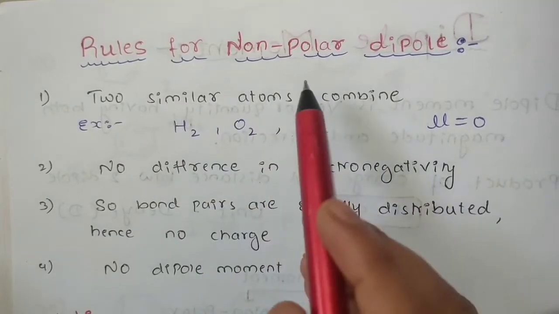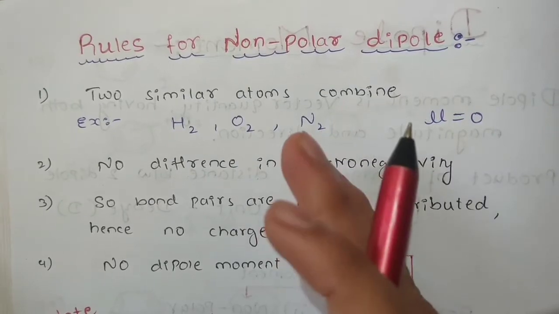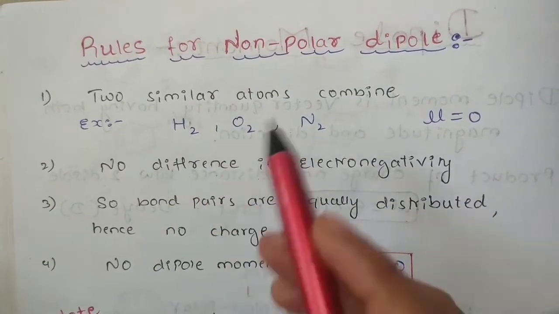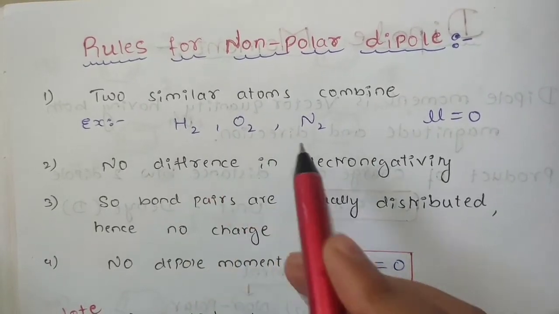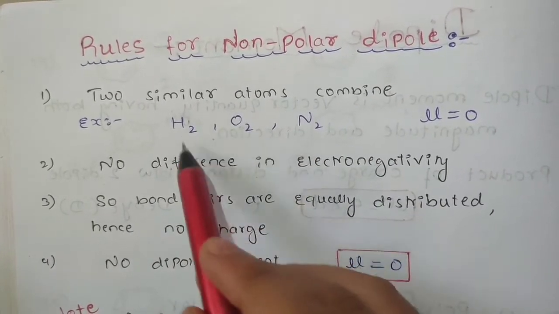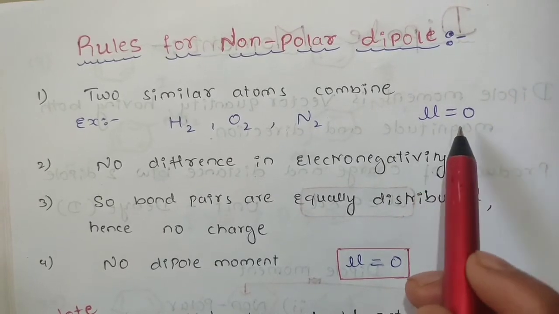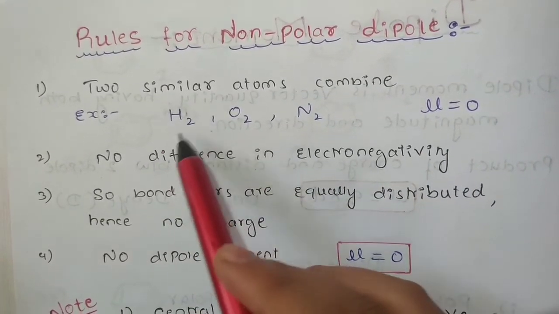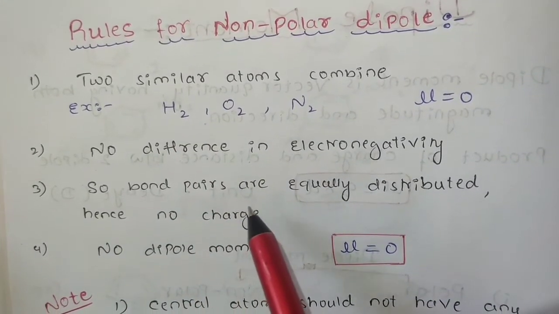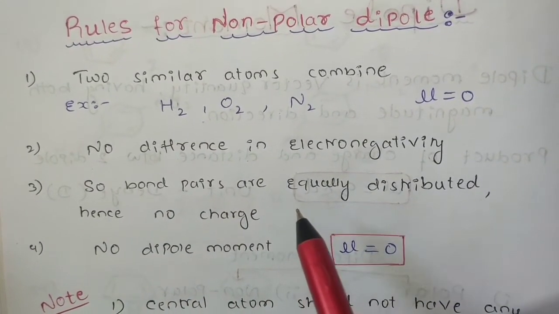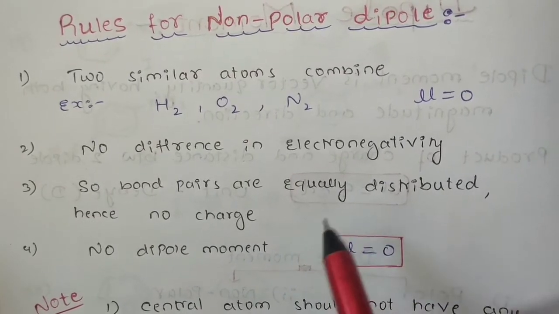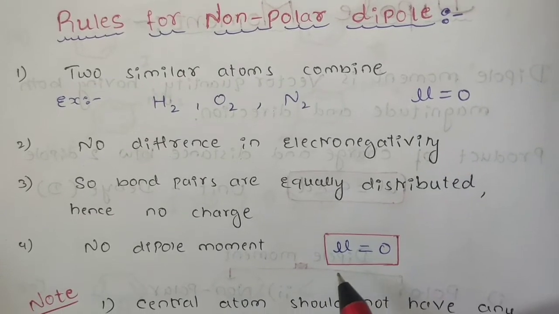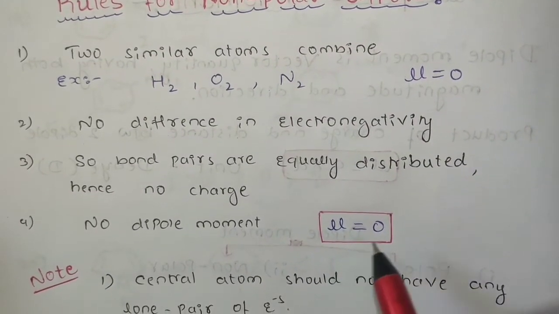Next, the rules for the non-polar dipole, which is just the opposite of the polar dipole. Here two similar atoms must be combined. For example, S2, O2, N2, because these atoms are similar. So their dipole moment value will be 0. There is no difference in electronegativity because the atoms are similar, and hence the bond pairs are equally distributed. So there will be no charge, hence no dipole moment, and the value will be purely mu equal to 0.